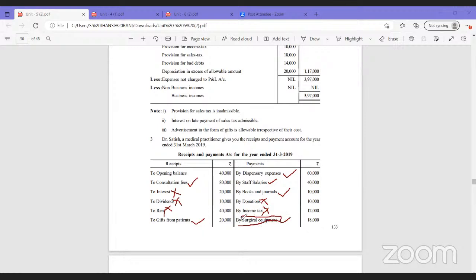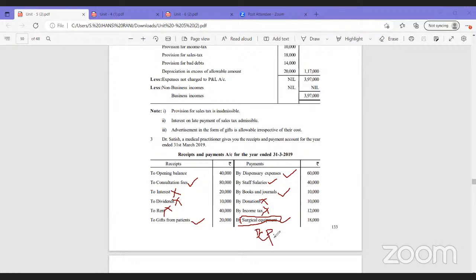Equipment is an asset. Asset means, for example, in our house, the refrigerator is an asset. We won't purchase it daily. TV is an asset. We'll purchase it only once; after 15 or 20 years, we'll purchase a new one. So it is an asset. On assets, we will provide depreciation. Depreciation on surgical equipment.